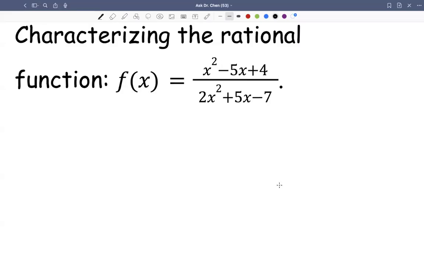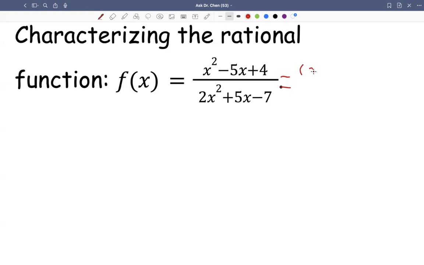Let's see this question. We want to find the characteristics of this rational function, then try to sketch the graph of this function. First, let's see if we can simplify this function. Let's put the numerator and the denominator into factored form.